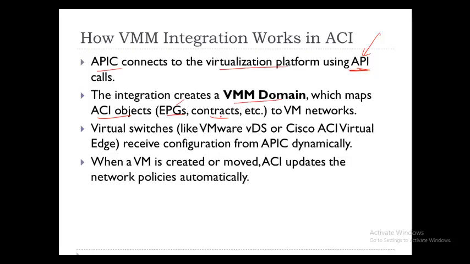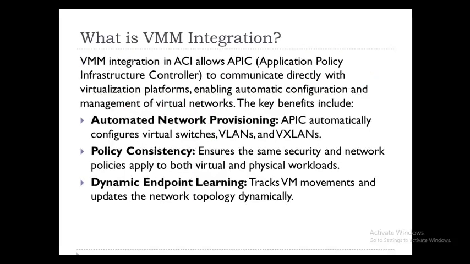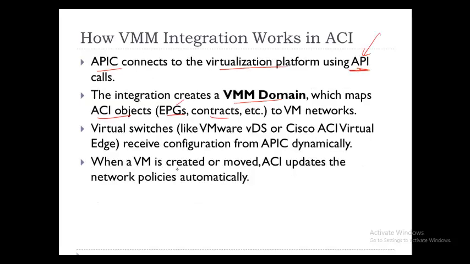Virtual switches like VMware VDS, meaning virtual distributed switch, or Cisco ACI Virtual Edge receive configuration from EPIC dynamically. When a VM is created or moved, EPIC updates the network policy automatically. So wherever the VM moves, the policy goes.